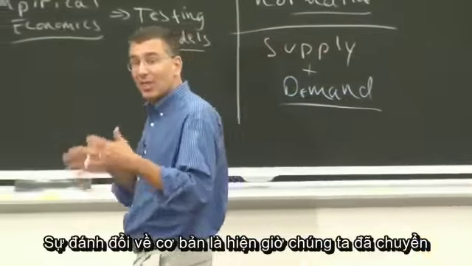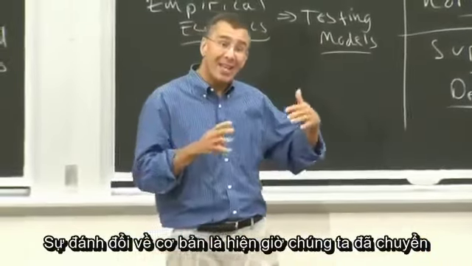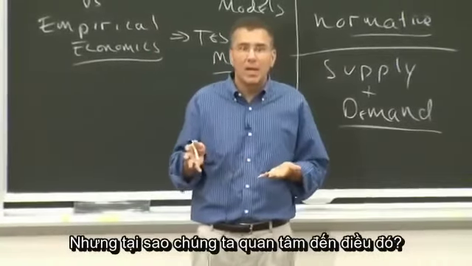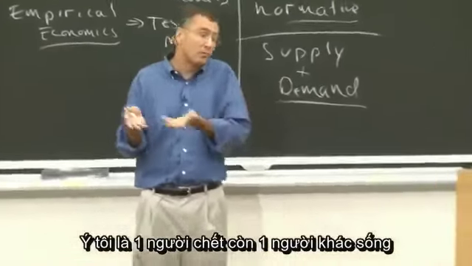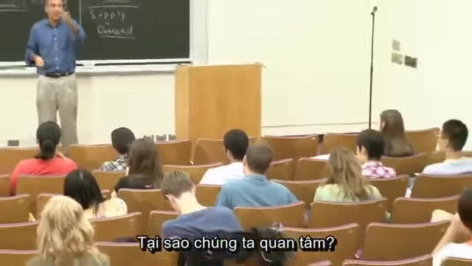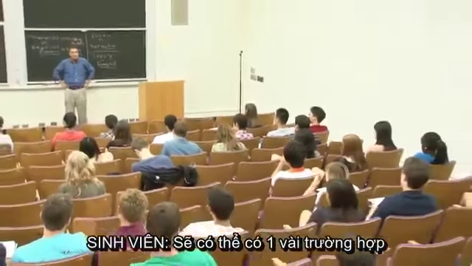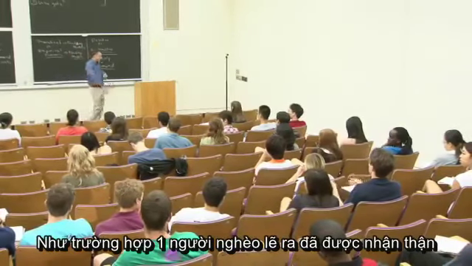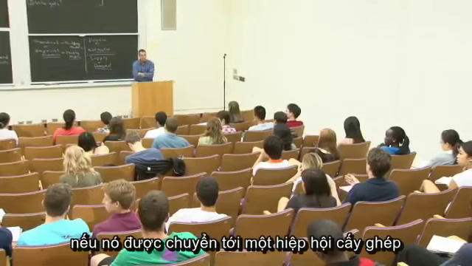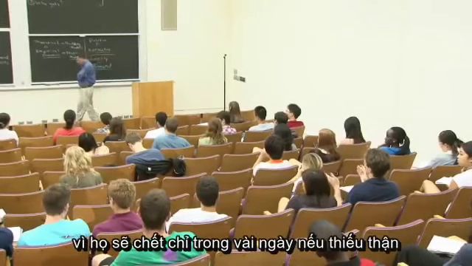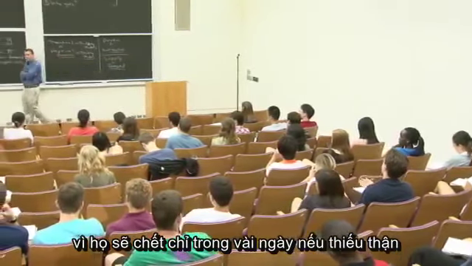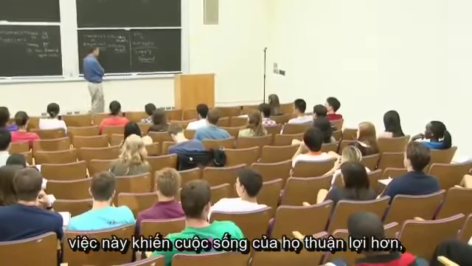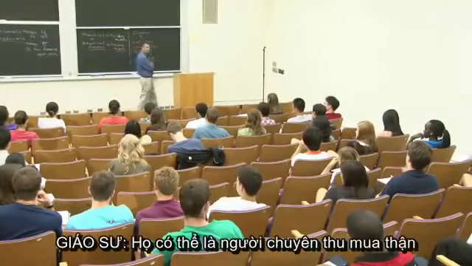The trade-off is that basically now we've allocated the kidney away from the poor person to the rich person. Now, but why do we care about that? I mean, it's one person dies, another person lives. Why do we care? Yeah. Be some sort of case of severity of condition, like there might be someone who's poor who would get the kidney if it went to a transplant association because they would die in like, I don't know, a couple of days without it. Whereas the rich person might just be able to afford it, and it might make their life more convenient, but they might not be in any moral peril. They might be a collector.